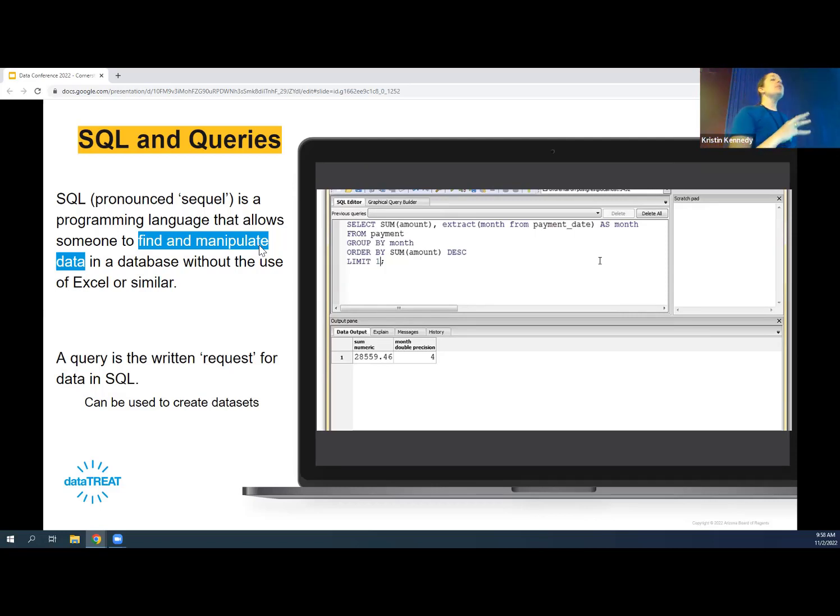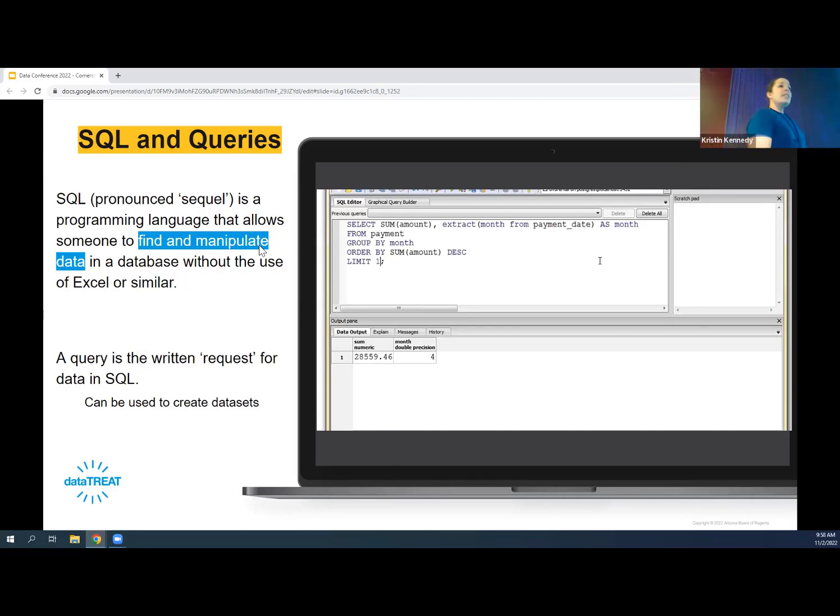It allows people to find and manipulate data in a database without a middleman, right? You don't need a graphical interface. You don't need Excel. You can talk directly to that database and grab what you're looking for without needing somebody to interpret for you. You're talking straight to the database. It's just like programming a software program: you don't need something in the middle to talk directly to the computer. Same thing with your database.